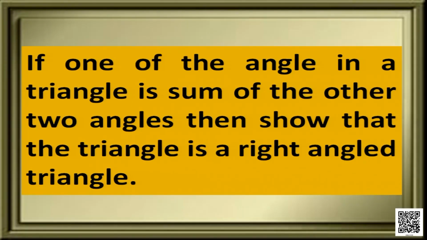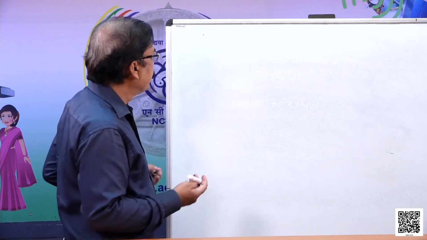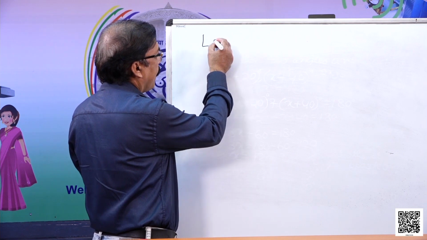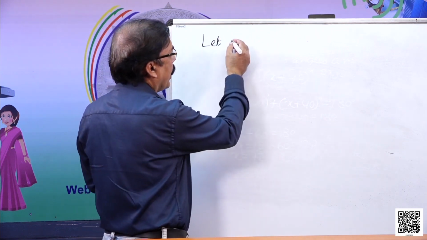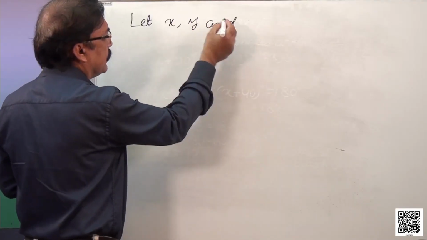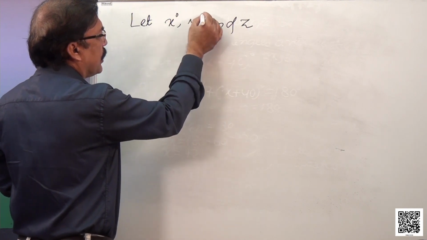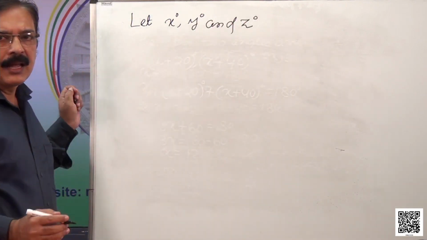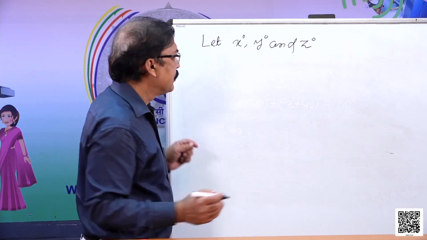If one of the angles in a triangle is the sum of the other two angles, then show that the triangle is a right angle triangle. You know that a right angle triangle has one angle to be a right angle, that is, its measure is 90 degree. Let x, y and z be the angles of a triangle.